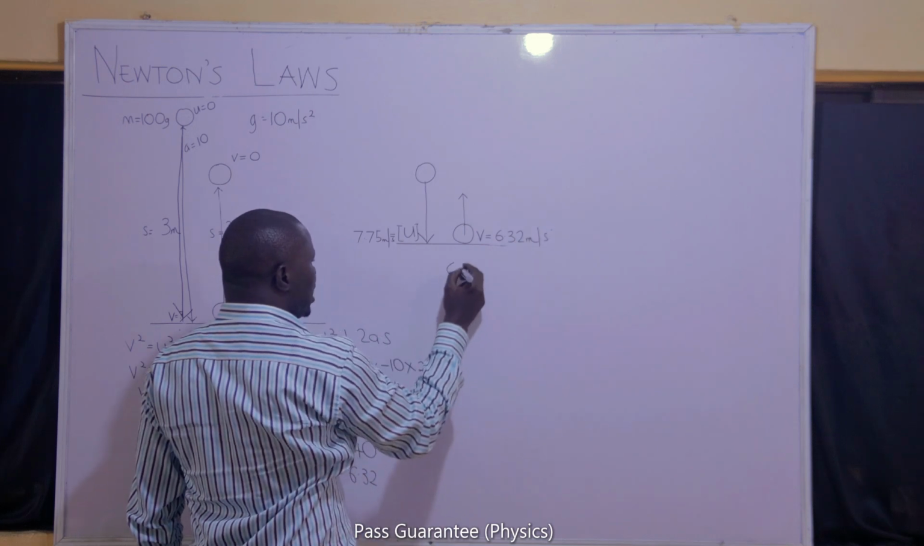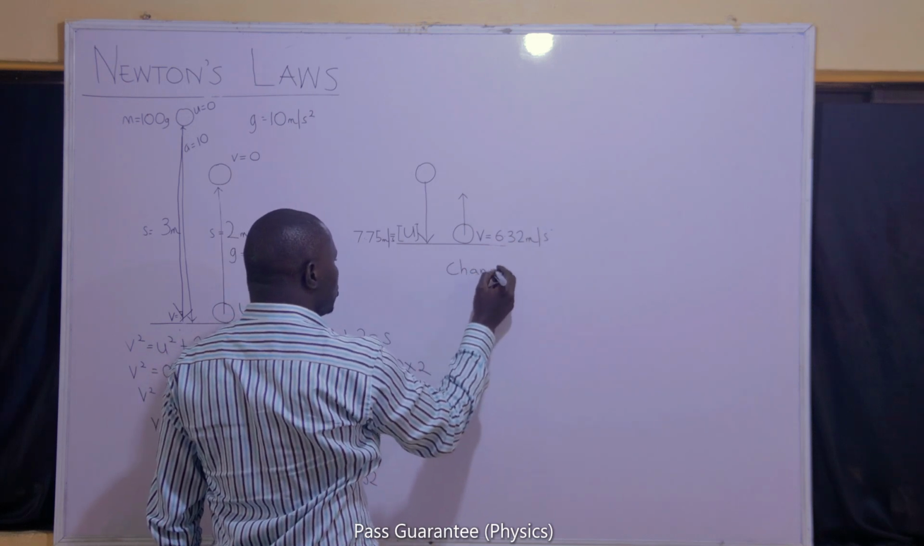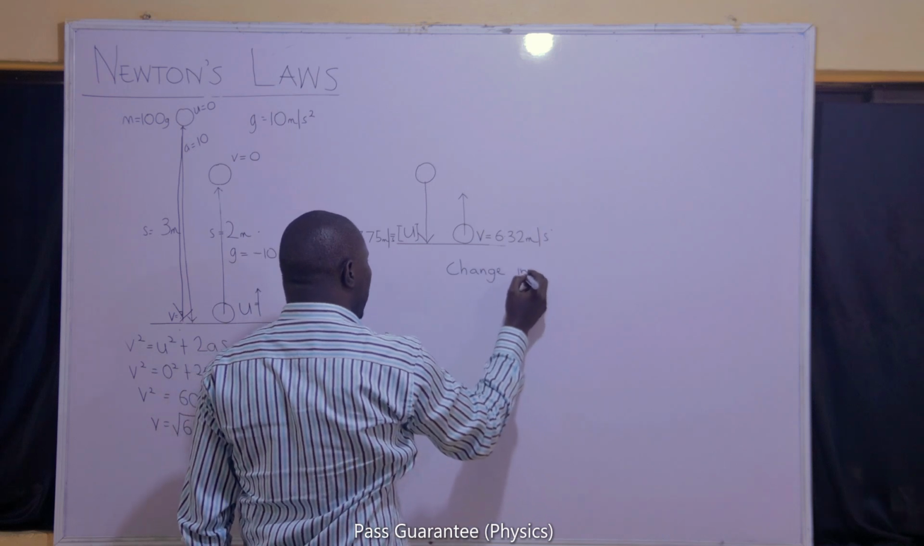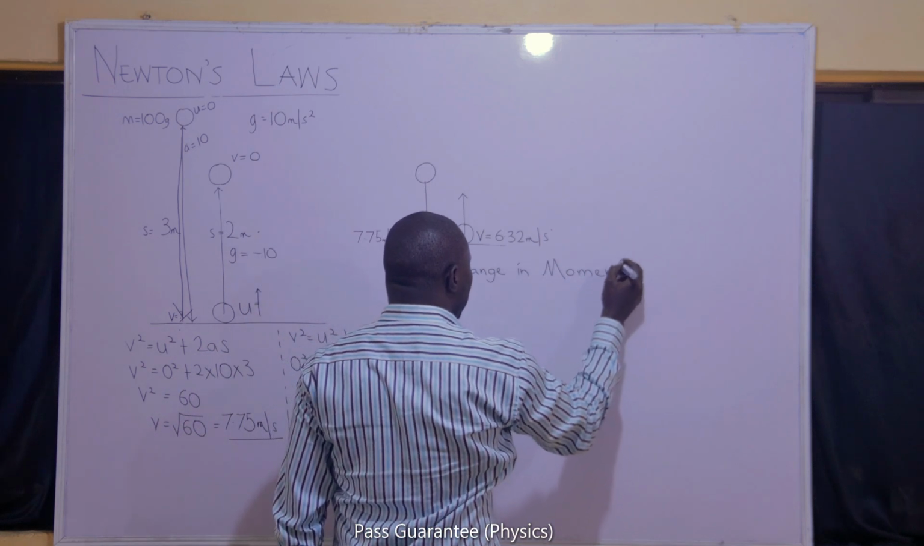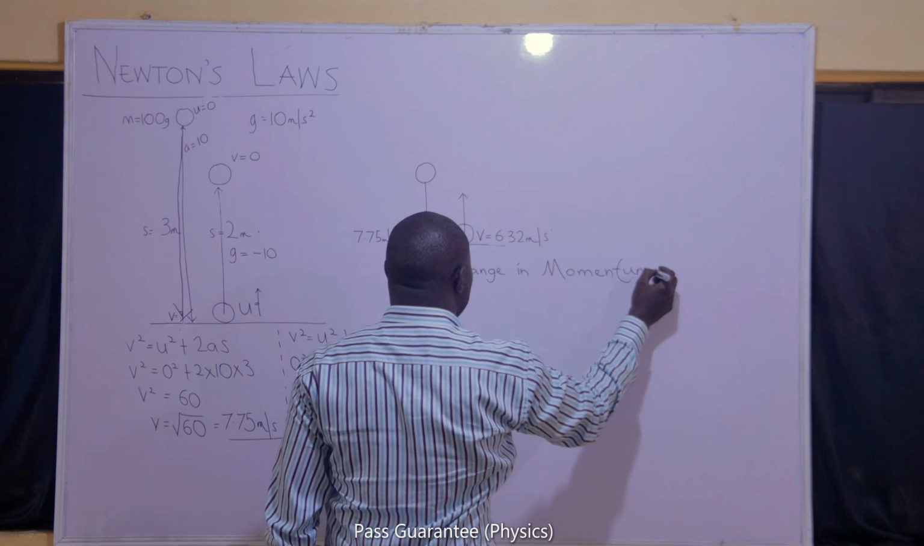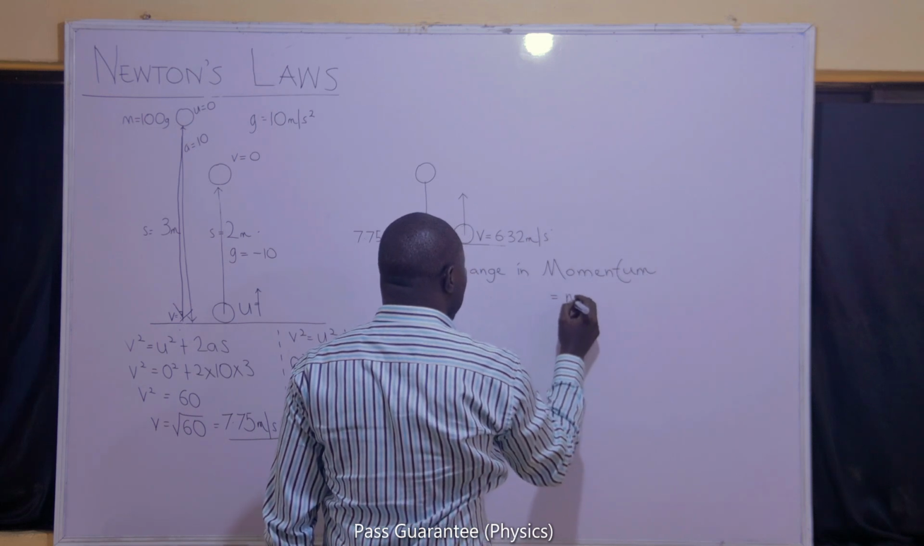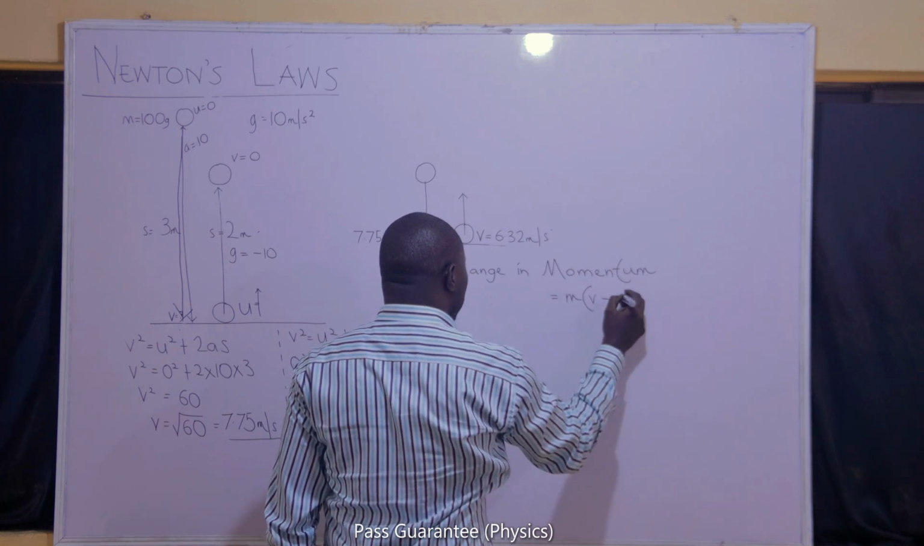So we can now get the change in momentum, because that is what the question wants us to find: the change in momentum of the object after impact with the ground. How can we do that? The formula for change in momentum is m(v - u).